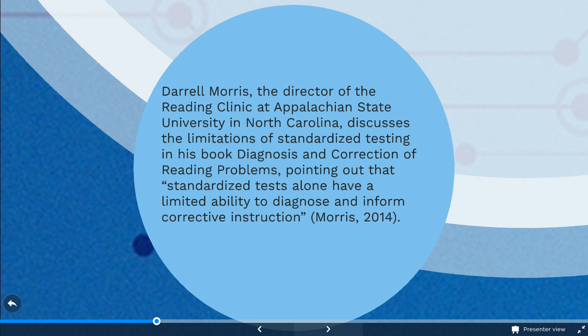Daryl Morris, the director of the Reading Clinic at Appalachian State University in North Carolina, discusses the limitations of standardized testing in his book, Diagnosis and Correction of Reading Problems, pointing out that standardized tests alone have a limited ability to diagnose and inform corrective instruction. So while standardized tests do give us a good idea of where our students are as compared to their peers, they do not break down the real issues that they may have, whether with reading comprehension or other issues.